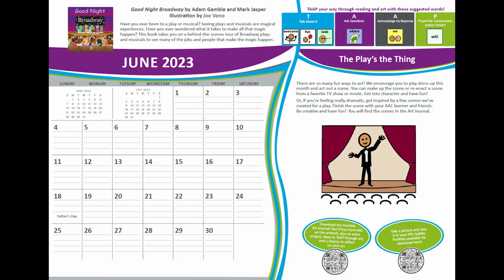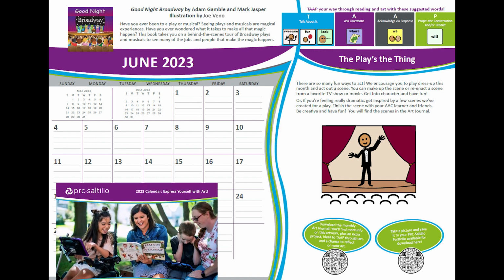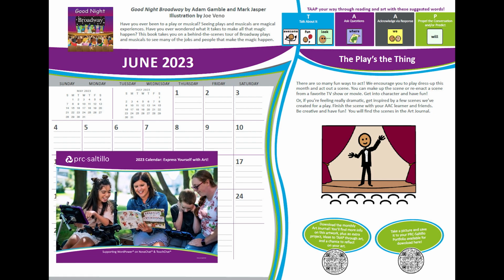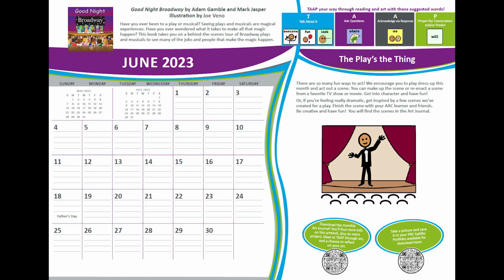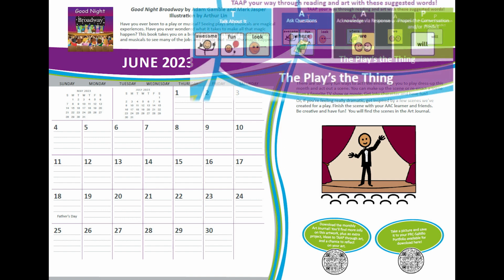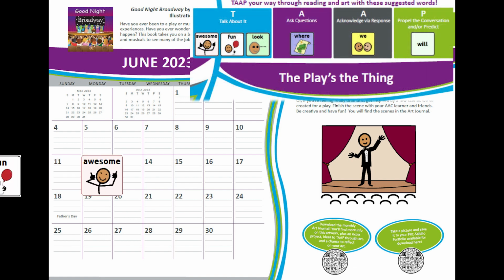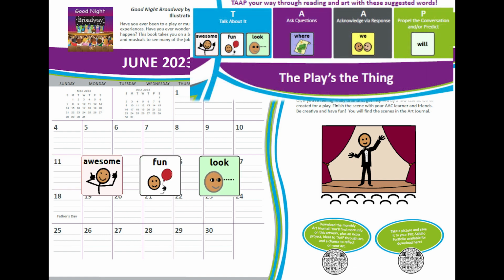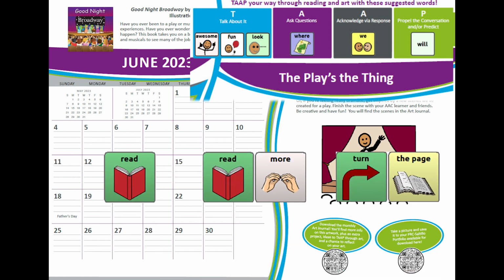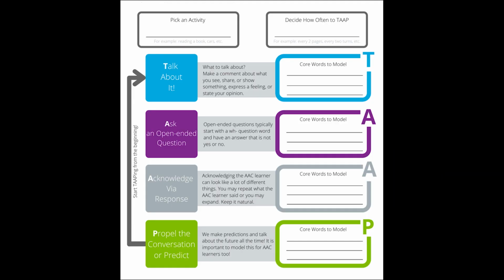Good Night Broadway by Adam Gamble and Mark Jasper and illustrated by Joe Venno is highlighted in June of the 2023 PRC-Saltillo calendar. This story is read using the TAAP strategy to encourage conversation and interaction with the AAC learner. The words we encourage you to model this month are awesome, fun, look, where, we, will, and a few others. Let's take a closer look at how to model these words and tap your way through the story.